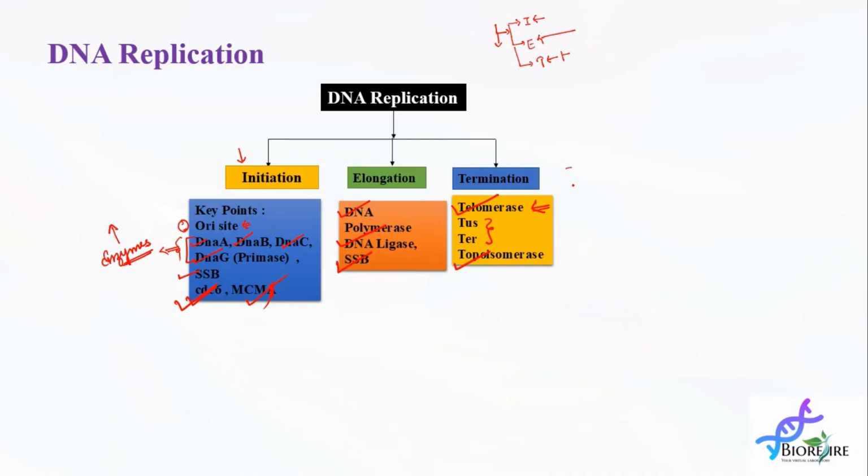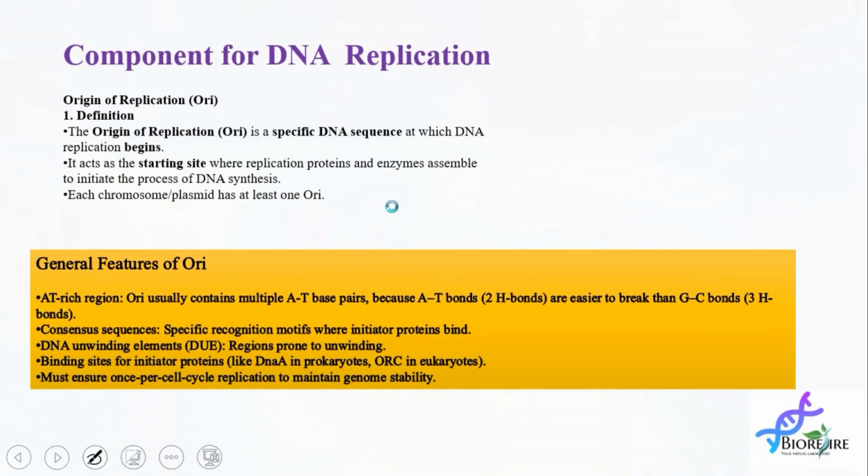These are the most important components during the DNA replication process. Now we discuss each and every point in detail. First, ORI, that is the origin of replication. At this ORI, the replication process will start.